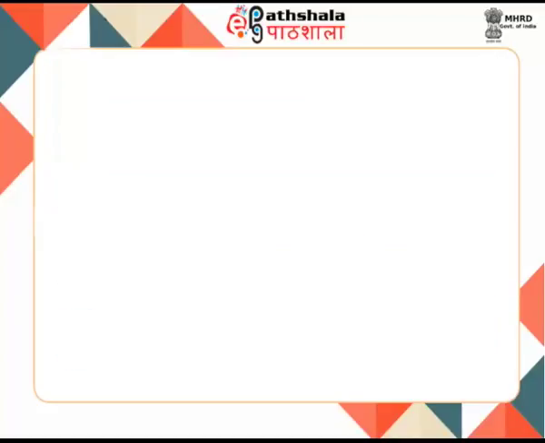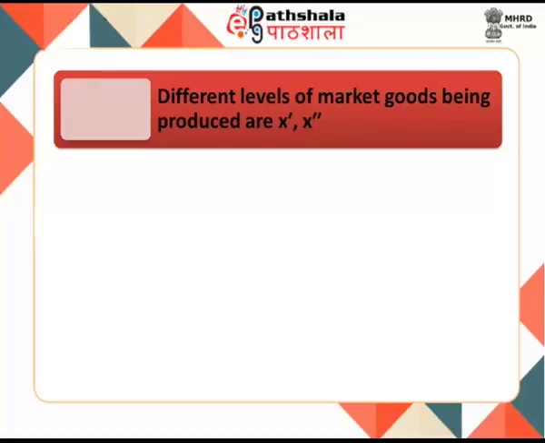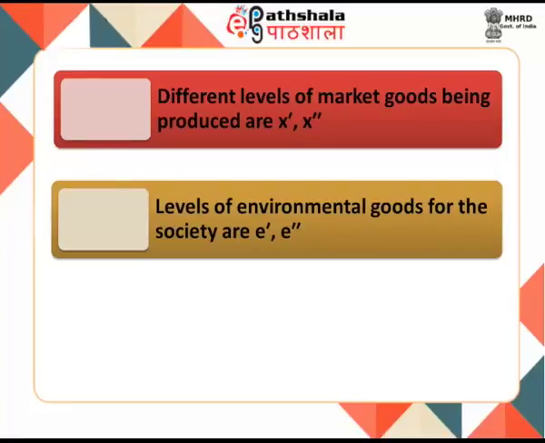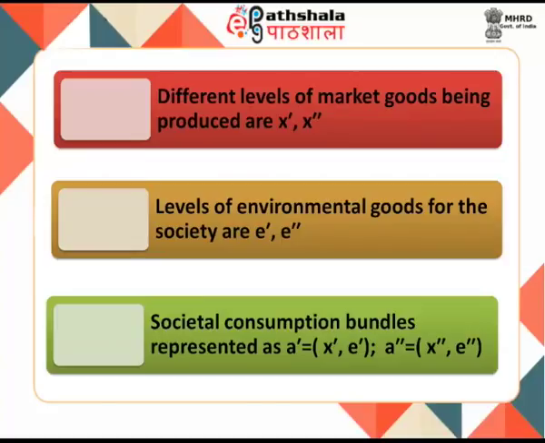Now, assume that different levels of market goods being produced are X', X'', etc. for the society as a whole, then the associated levels of environmental goods for the society are E', E'', etc. respectively. Now the societal consumption bundles may be represented as A' = (X', E'), A'' = (X'', E''), and so on.